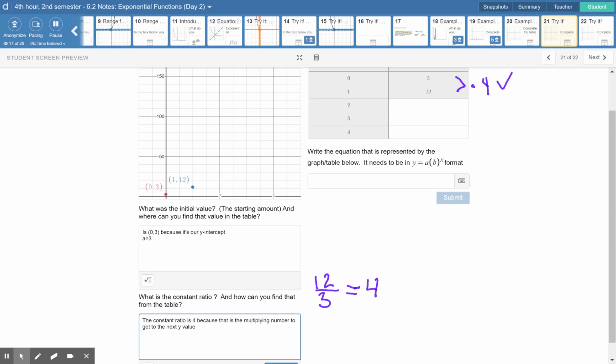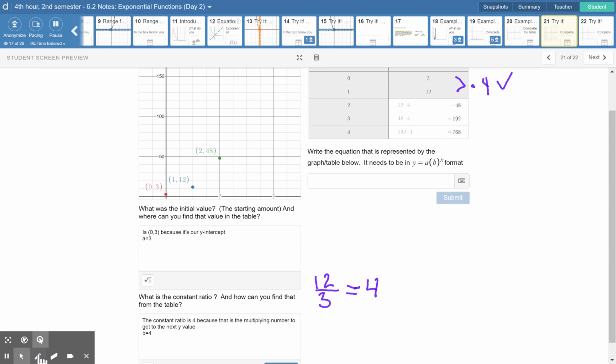Okay, so we know that constant ratio letter is B. So we can say B is 4. Now in the table, once again, you can actually just do this. 12 times 4 gets you 48. Do the next number. 48 times 4 is a very big number, 192. 192 times 4 gets you a very big number.